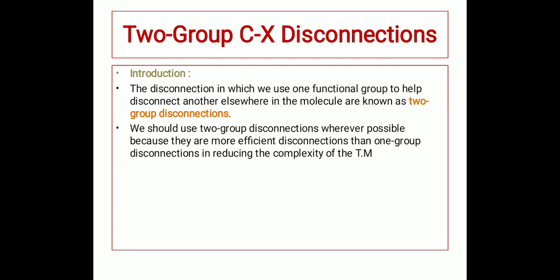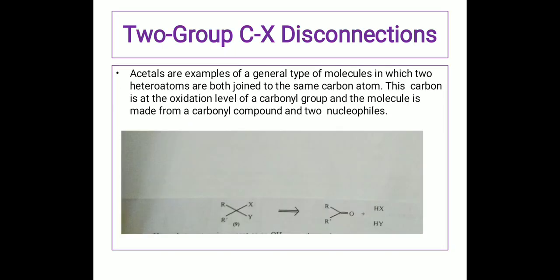So here there are two functional groups attached to the same carbon atom, and we use one functional group to disconnect the other group within the molecule. In total, we disconnect both the functional groups. Hence, this kind of disconnection is called two group CX disconnection. Now let us study some examples.